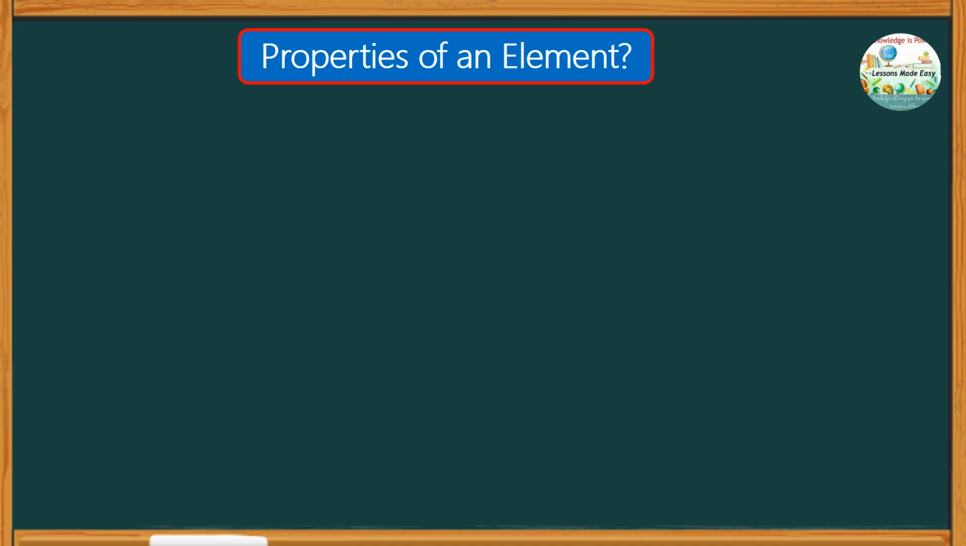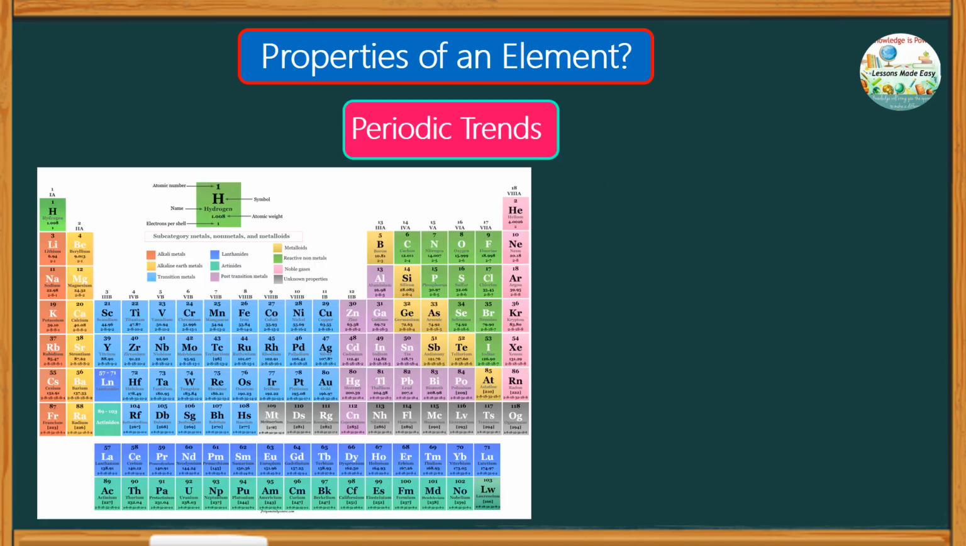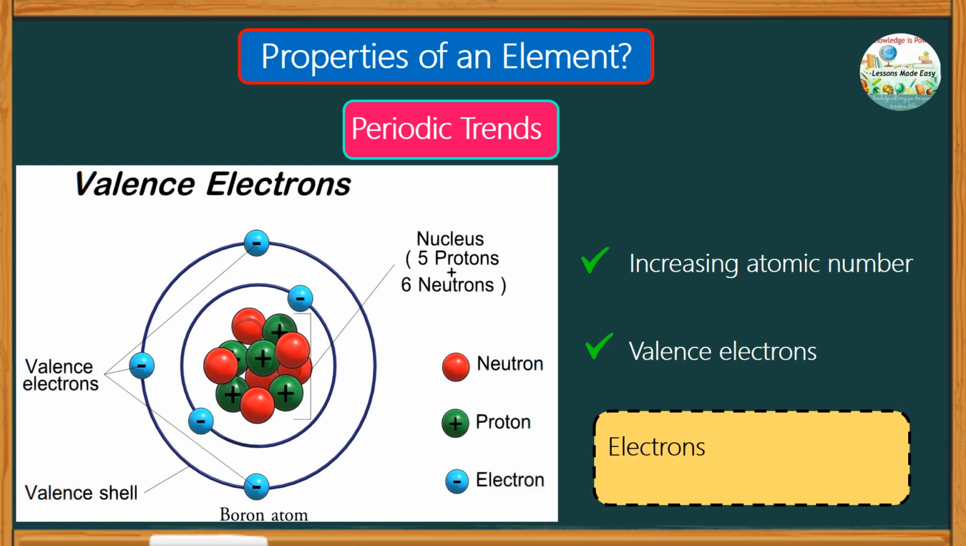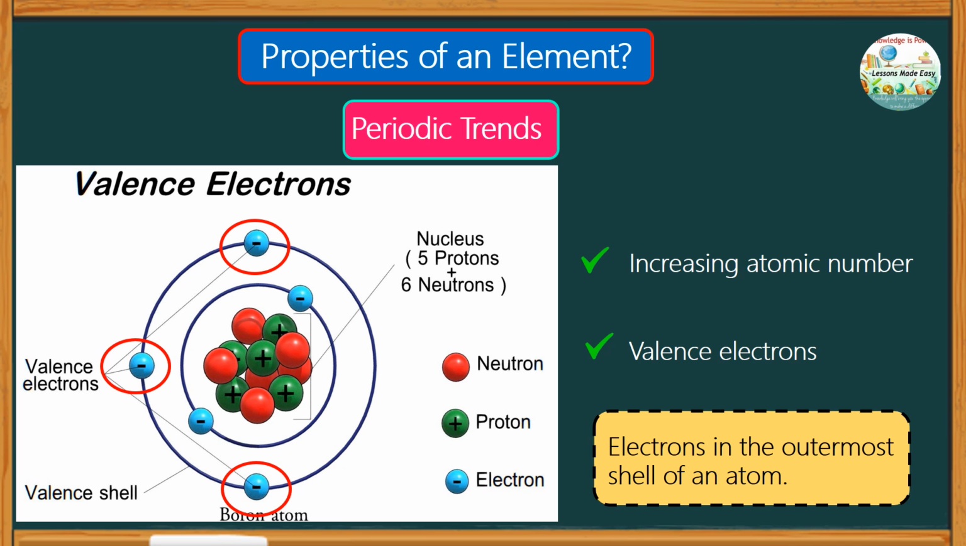Elements also have their periodic trends. The periodic table organizes elements by increasing atomic number, revealing recurring trends in their properties. Elements in the same group or column share similar chemical properties due to having the same number of valence electrons. Valence electrons are the electrons in the outermost shell of an atom that are involved in forming chemical bonds.